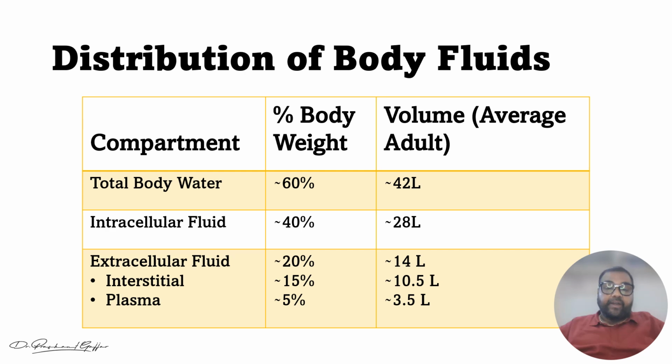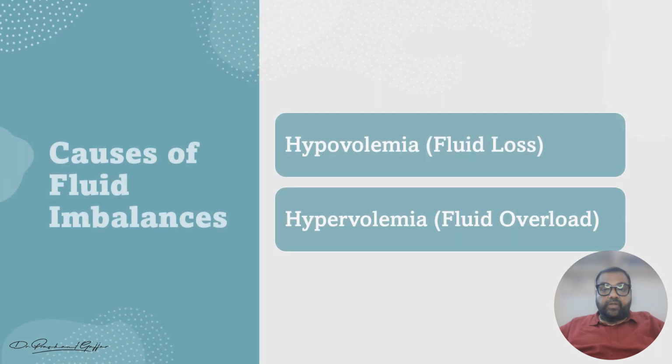So these are the distribution of the fluid which is present in our body. Right. Now let's see what are the different causes of the fluid imbalance. So first, hypovolemia, fluid loss, and second, hypervolemia, fluid overload. दो condition हो सकती है. So let's see the first one. What are the causes of the hypovolemia, fluid loss?